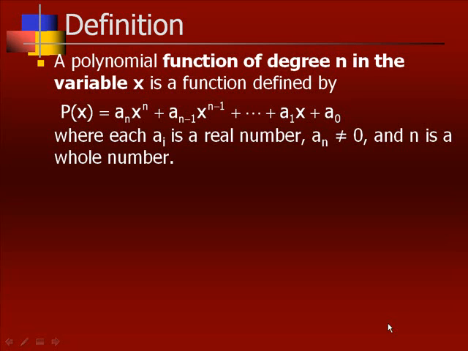And I know that sounds like a lot to remember, but what it is, x to the n is your highest power, and then your powers decrease by 1 all the way down until you have an x term and a constant term. The a sub n is simply the coefficient of the x to the n power. The a sub 1 is simply the coefficient of x to the first power. A sub n can't be equal to 0 because then we wouldn't have an x to the n term.